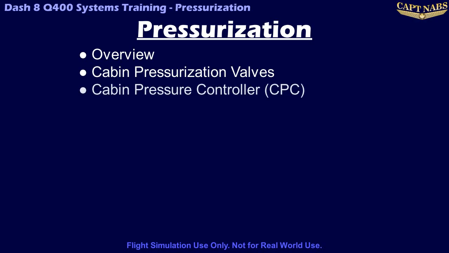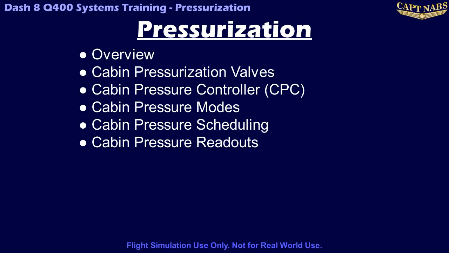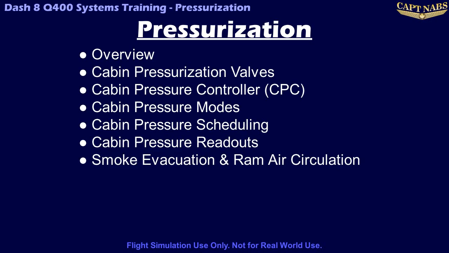We'll also discuss cabin pressure scheduling and describe the various readouts available on the flight deck. We'll also talk about smoke evacuation and the emergency ram air circulation system. Last but not least, we'll discuss the limitations and normal and abnormal procedures of the cabin pressurization system.